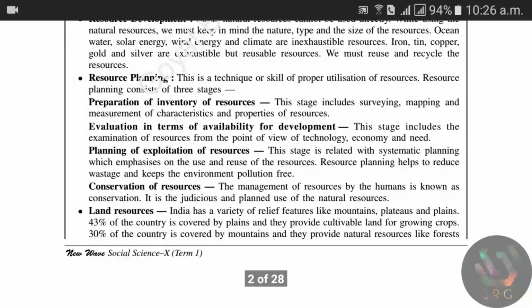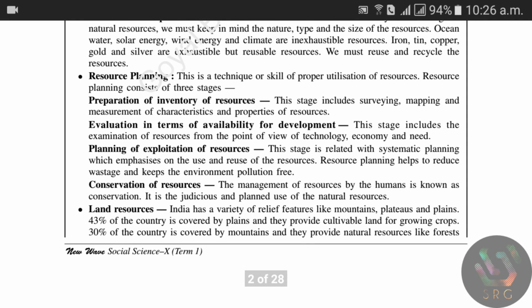This is resource development, and resource planning is another unique concept. This is a technique or skill of proper utilization of resources. This is just human intelligence based on the resources and their development.